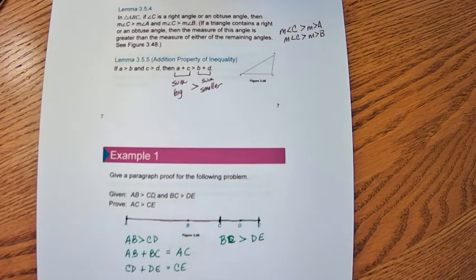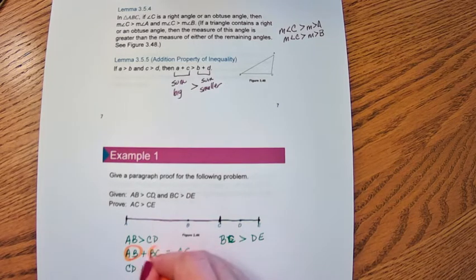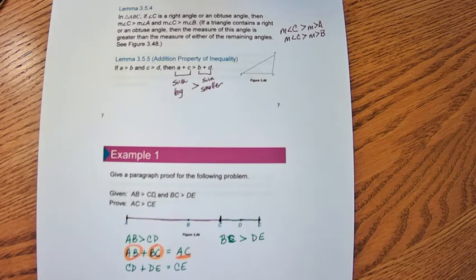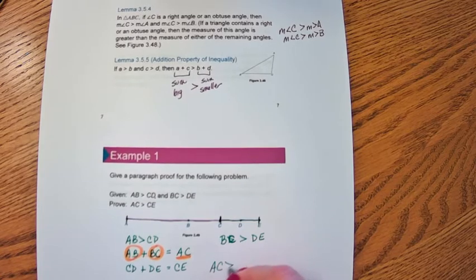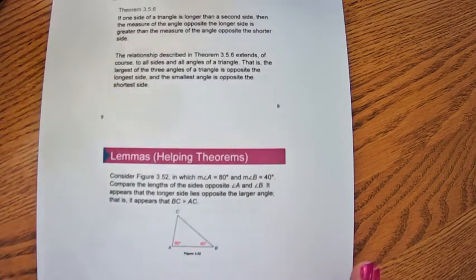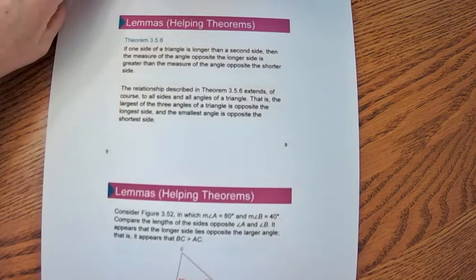So which one is bigger? AB is bigger than CD. BC is bigger than DE. These are the two larger segments in these comparisons. So therefore their sum, when you add them together, must be larger than the sum of the small ones. So we can say, yes, AC is greater than CE, because it's made of the two larger segments, or longer segments, I should say, longer.